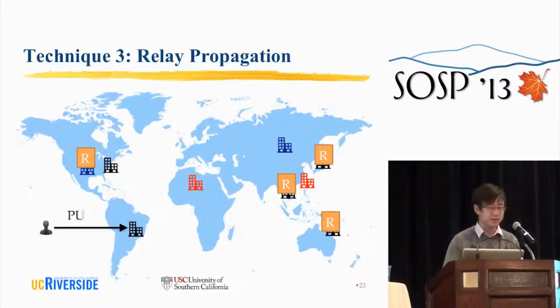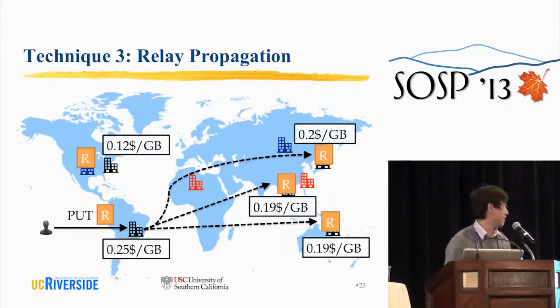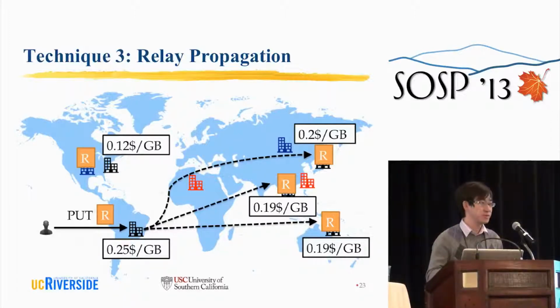But for put, things are slightly different. Notice that puts are always propagating the same copy of the data. So here we use another technique, relay propagation, to further reduce the cost. Here again, we're leveraging the discrepancy in data transfer prices. Notice that the data transfer cost in Europe and US is usually cheaper than the data transfer cost in Asia and South America. So when data is sent from a data center with an expensive data transfer price, we can relay the propagation through a data center with a cheaper data transfer price.